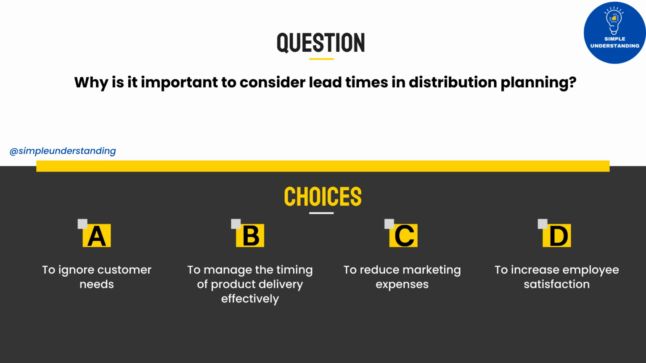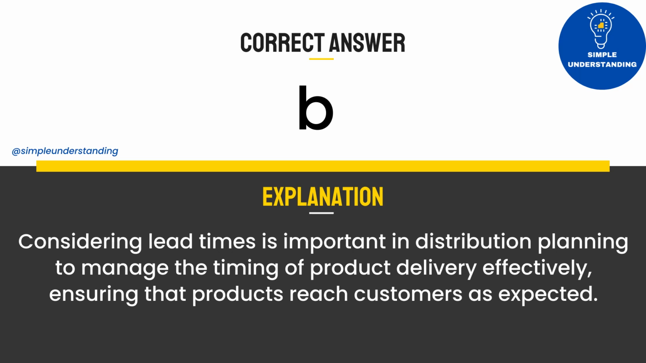9. Why is it important to consider lead times in distribution planning? A. To ignore customer needs. B. To manage the timing of product delivery effectively. C. To reduce marketing expenses. D. To increase employee satisfaction. Correct answer, B. Overall explanation.